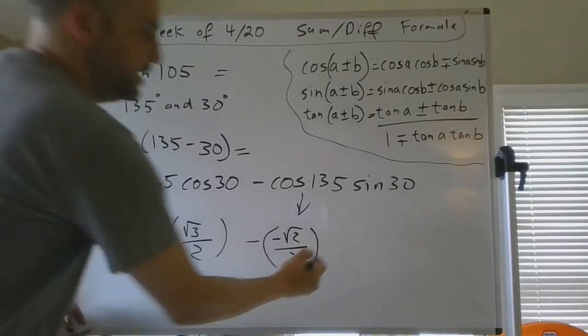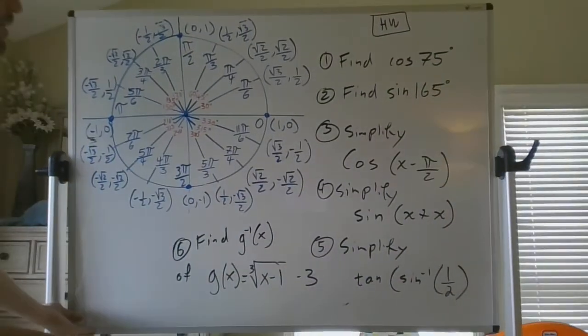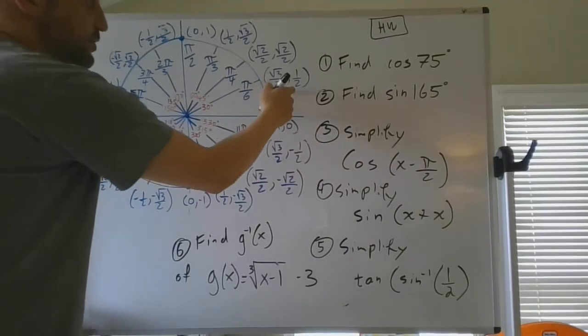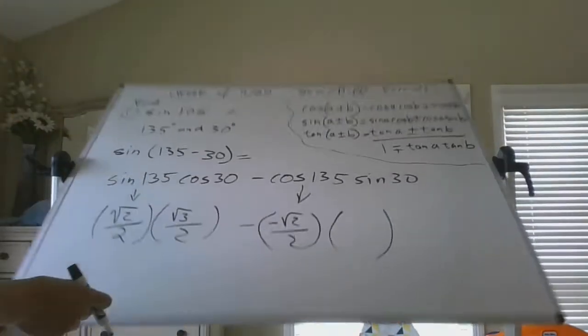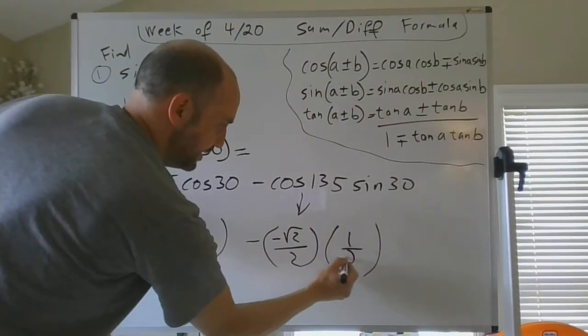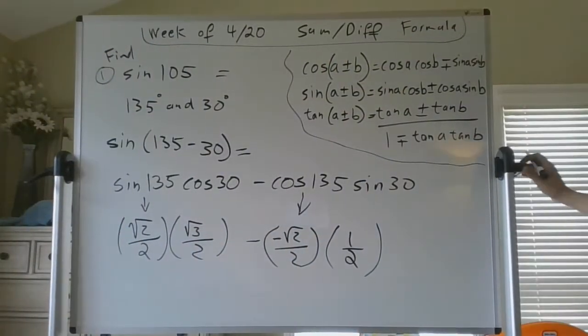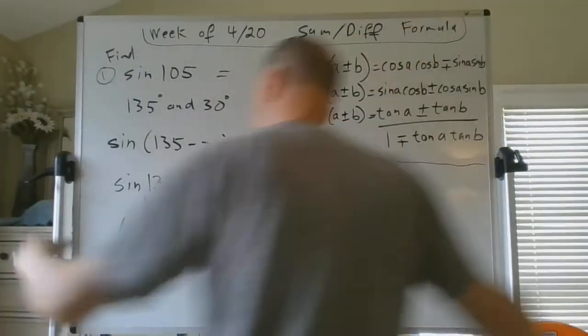Root 2 over 2 times the sine of 30. Where is that? There's the 30. Sine of 30 is 1/2. Okay, 1/2. All right, so now that we got that part done, let's actually work this out. And this should be the easy part.